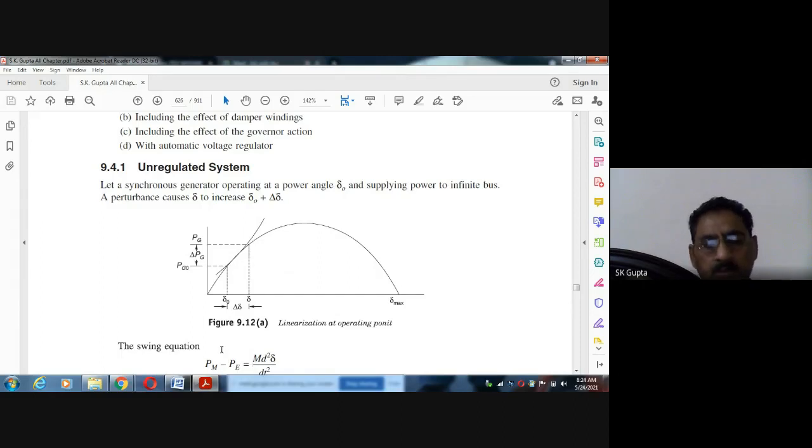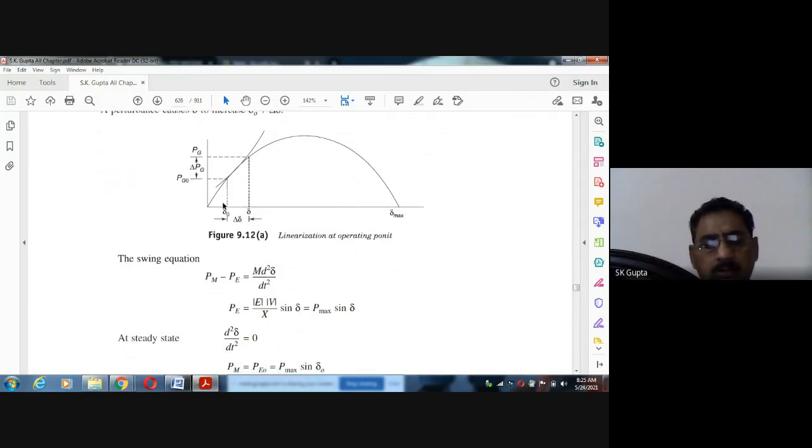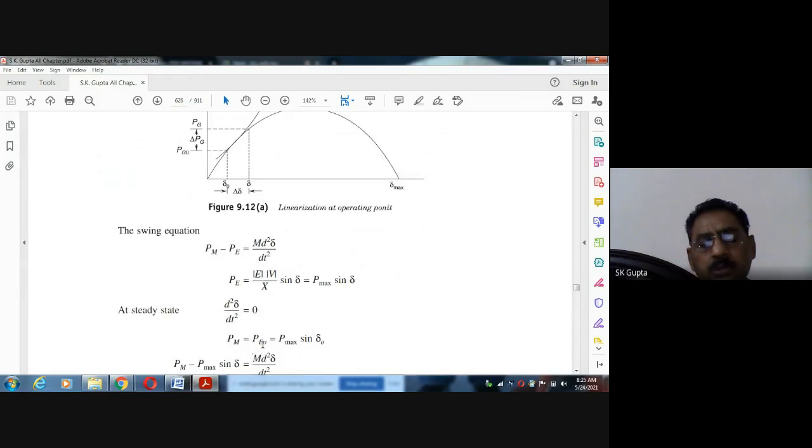Okay, and this is the swing equation. PM minus PE, and you know PE, as I told, is P max sine delta. At steady state, when there is no disturbance, it is drawing the power at a power angle of delta 0. So at delta 0 it is P max sine delta 0. Initially, P max sine delta 0 power is being taken, and the same amount of mechanical power is being supplied. Mechanical power, that is PM or PM0, is equal to P max sine delta 0 initially. So this is the initial condition. So you can say PM or PE0, at power angle delta 0, is P max sine delta 0.